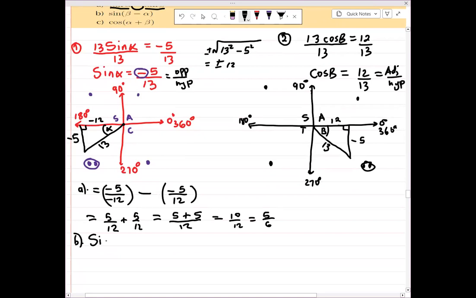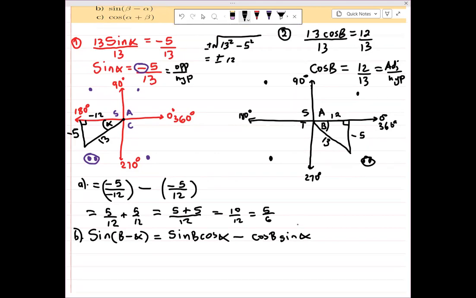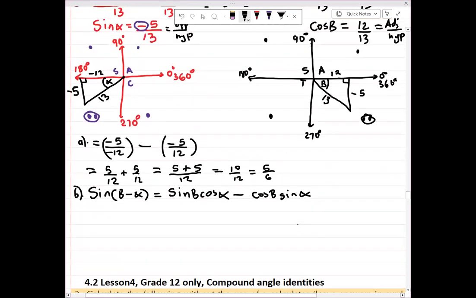Remember, sine beta minus alpha can be written as sine beta cos alpha. The sign is the same for sine. So if we have a negative here, you're going to have a negative, which is cos beta sine alpha. All right, now let's substitute and see what we get.